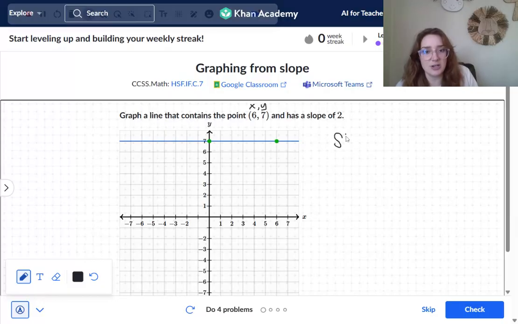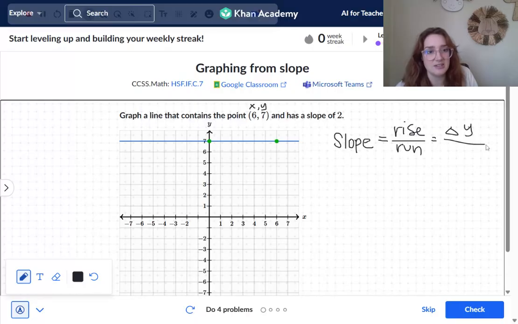Again, slope is our rate of change. Remember, rate of change means something is being divided, like a rate, with different units. Like miles per hour would be a rate, miles divided by hours. For slope, they're telling us it's just 2, but we know that slope is always going to be written as rise over run, which is basically the change in y, the rise, divided by the change in x, the run.